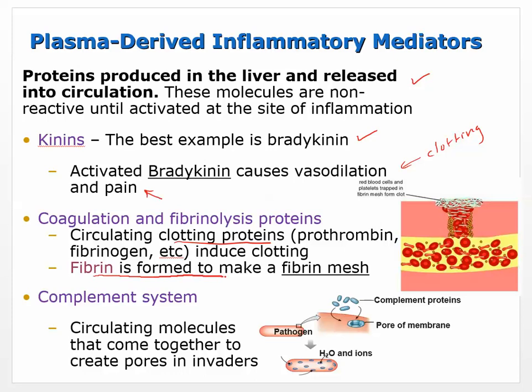Fibrin is a mesh, which is going to actually cause the clot. It's going to cause those platelets and all that stuff to stick together. And complement: there are also a bunch of circulating molecules that come together to create pores. Here's a picture of a pore in a membrane. The membrane attack complex is really all the proteins coming together, but ultimately they produce pores. They poke holes in any kind of bacteria, and that's going to kill the cell. But the important thing to remember here is if it's plasma-derived, that means they're floating around in your plasma right now.